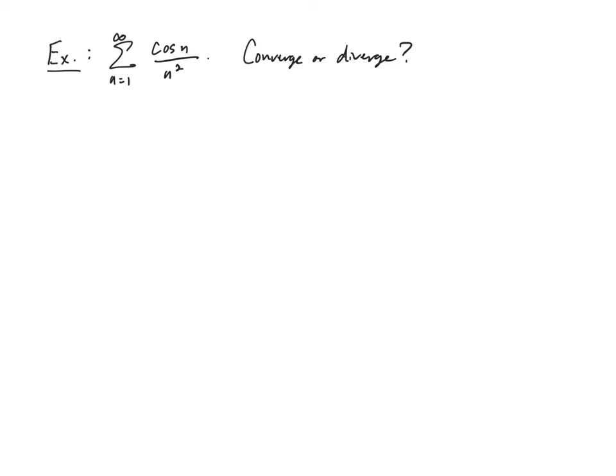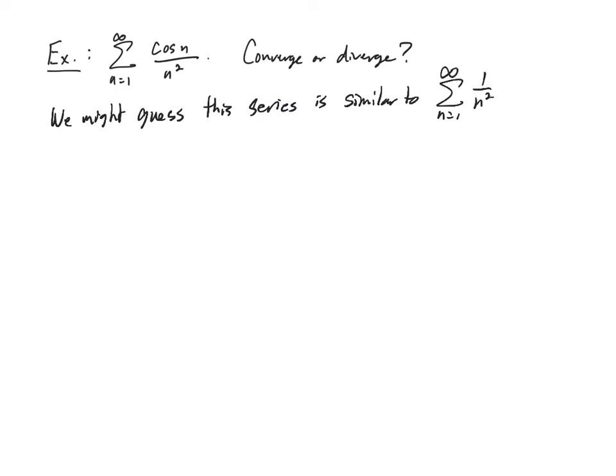So what do we think this does, first of all? We might guess that this series is similar to the p-series, the sum from n equals 1 to infinity of 1 over n squared, a p-series that converges. Okay, so we think that it has that sort of behavior, but we don't really have a test for this because these terms are not alternating and they're not always positive.